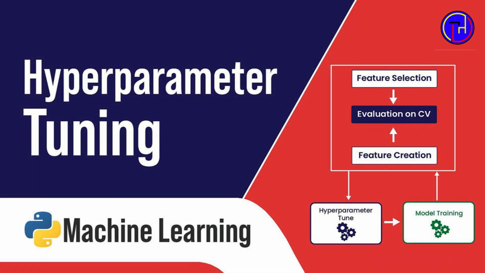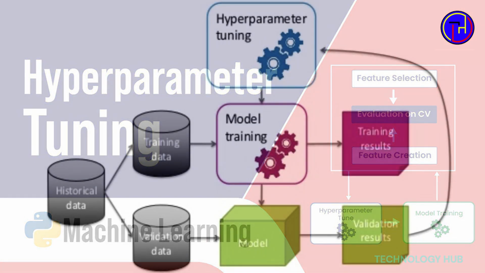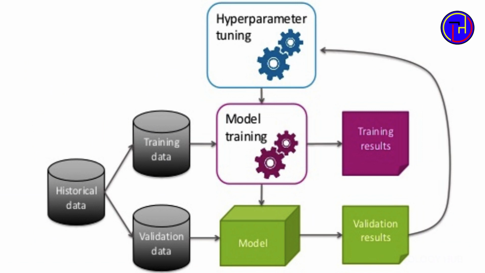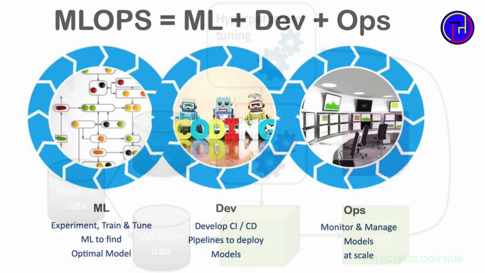Hyperparameter tuning. Models often have hyperparameters that are not learned from the data but need to be set before training. Grid search, random search, or more advanced techniques like Bayesian optimization are used to find the best combination of hyperparameters for optimal model performance.